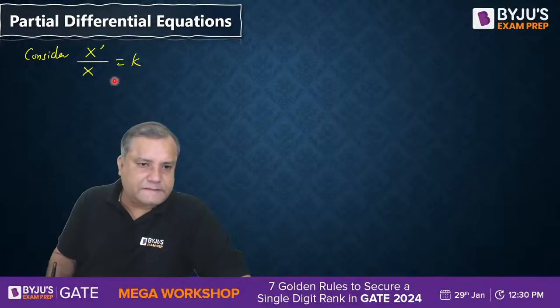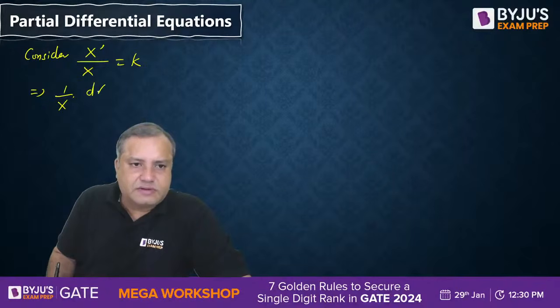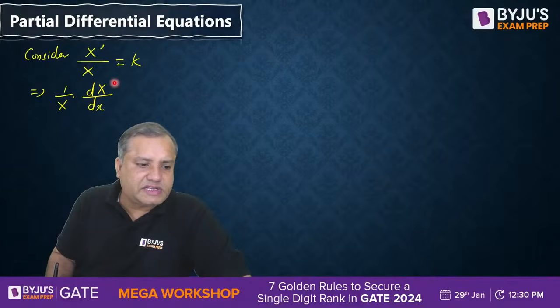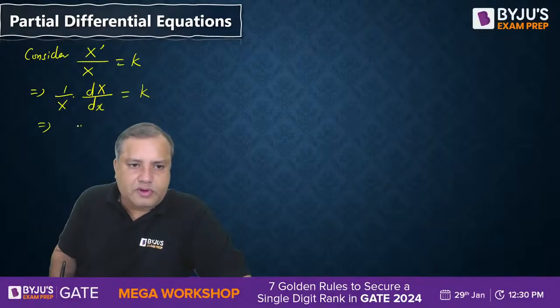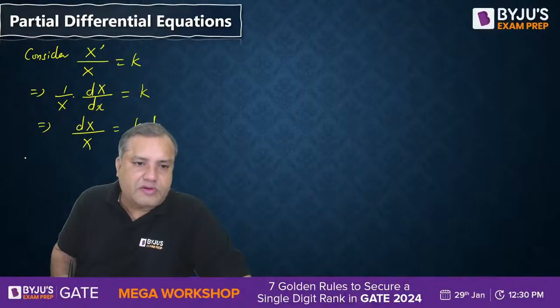Yes sir. So students, 1 upon capital X aside, X dash is dX upon small dx. This is the value of X dash equal to k. Now dX upon capital X equal to k dx. Now integrate both sides.